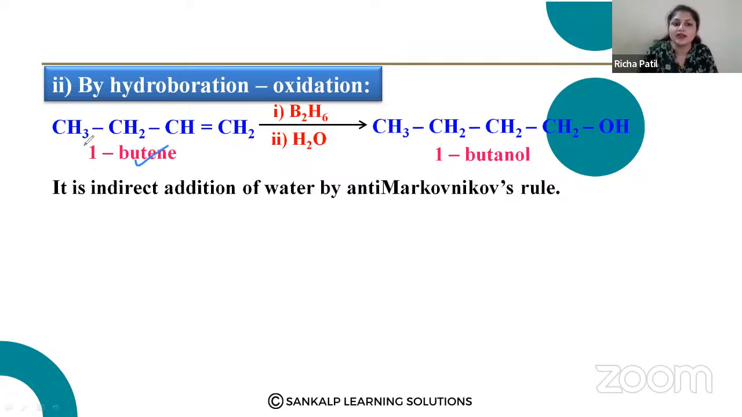So what happens here? CH3CH2CH2CH2OH. Okay, so you're going to add the water molecule. So what is it? You're going to add oxygen. So oxidation is what? Addition of oxygen. So it is an indirect addition of water by anti-Markovnikov's rule. So it follows anti-Markovnikov's rule.